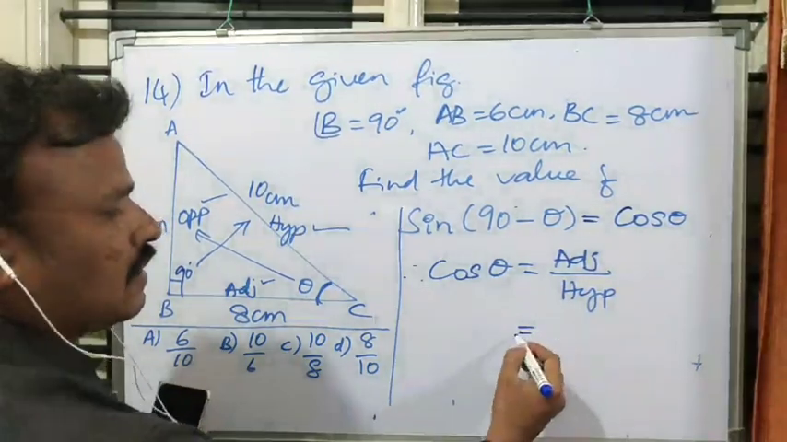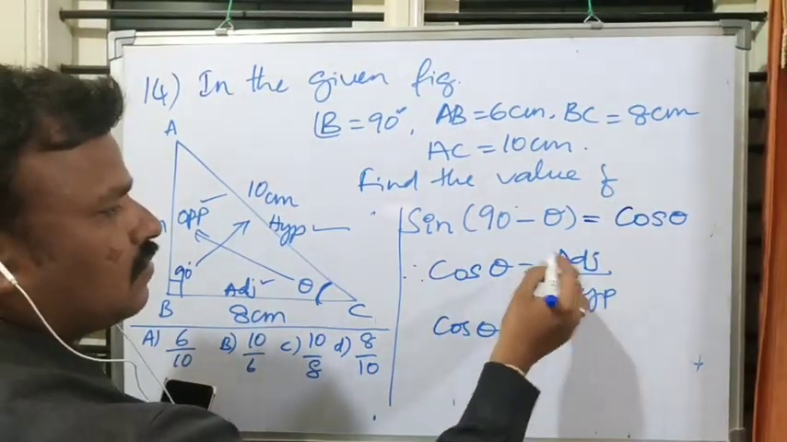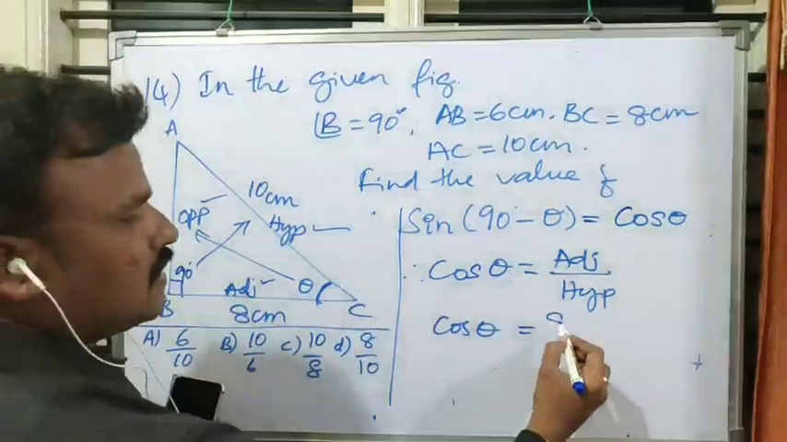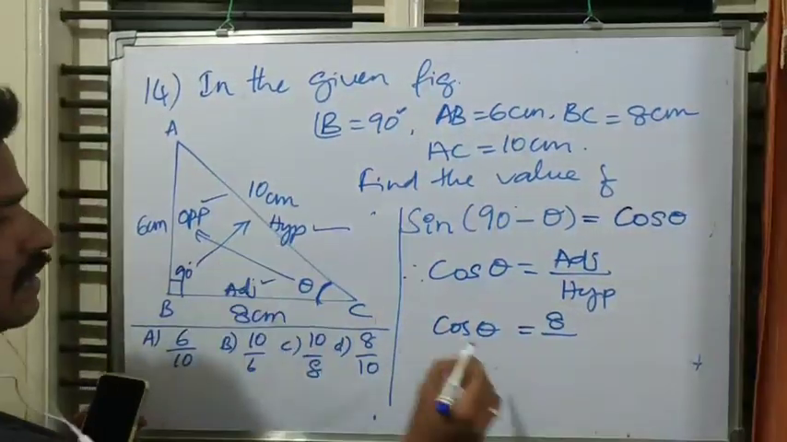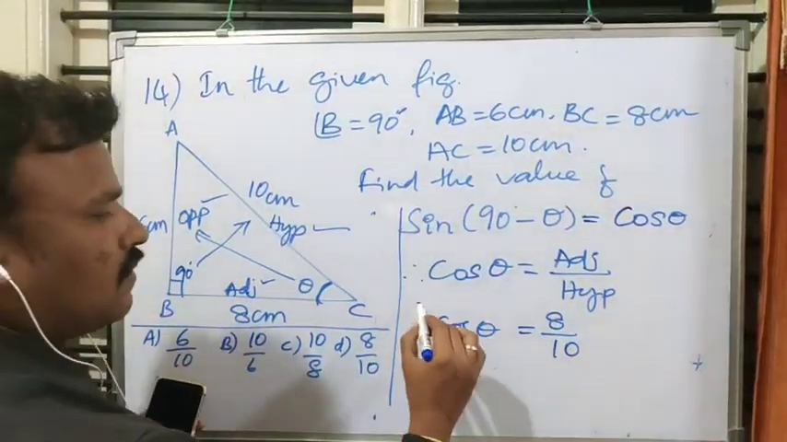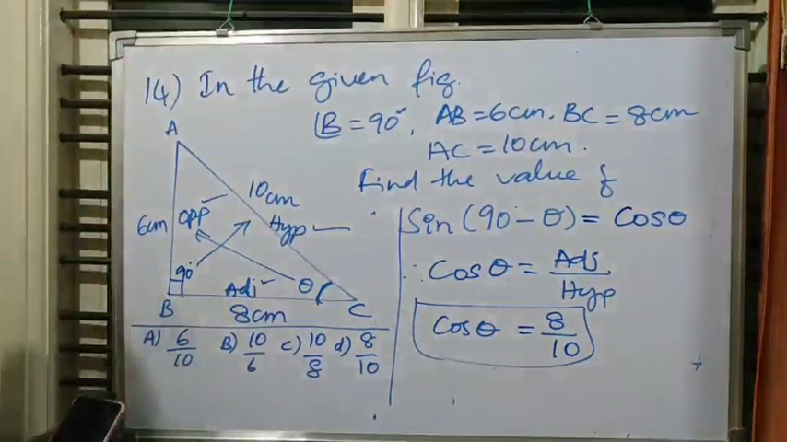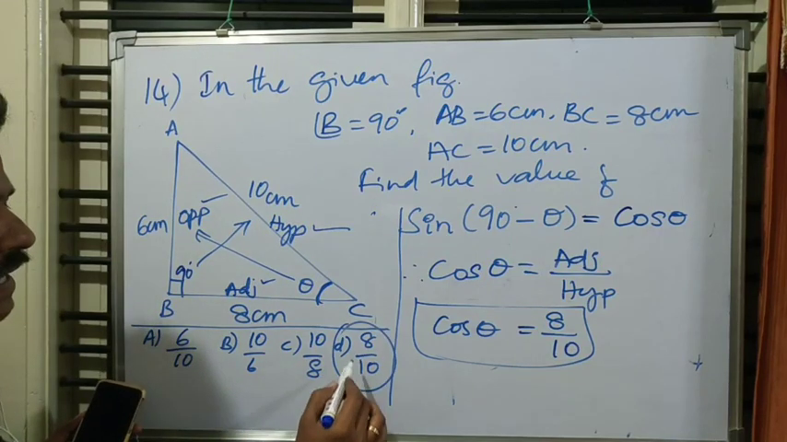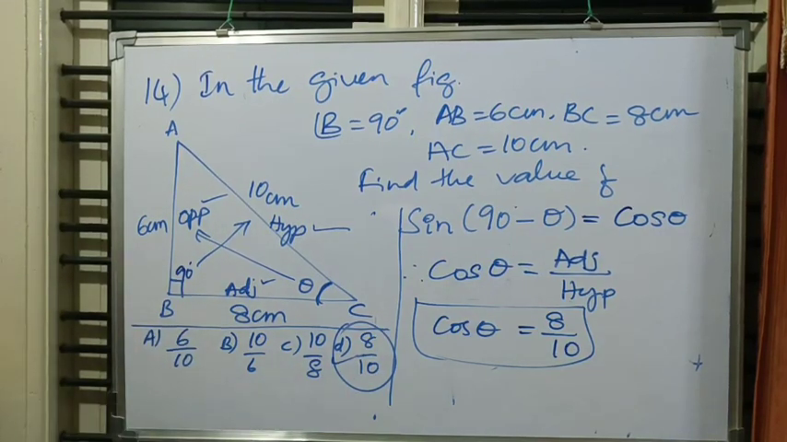So according to that, cos theta, or sine of 90 minus theta, is equal to adjacent, that is 8 centimeters, by hypotenuse, that is 10 centimeters. So our answer is 8 by 10. In your options A, B, C, D, D is our correct answer, 8 by 10. Got it?